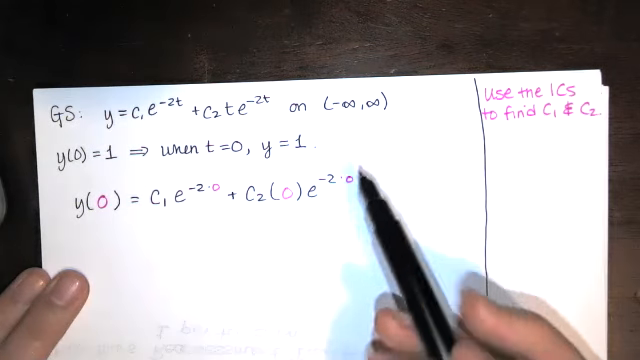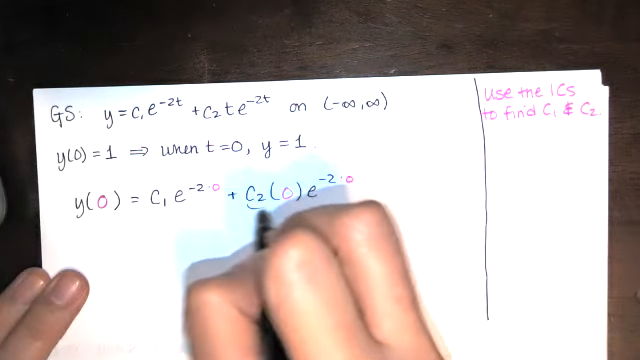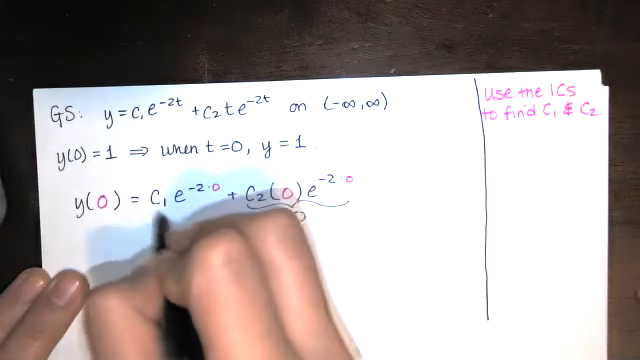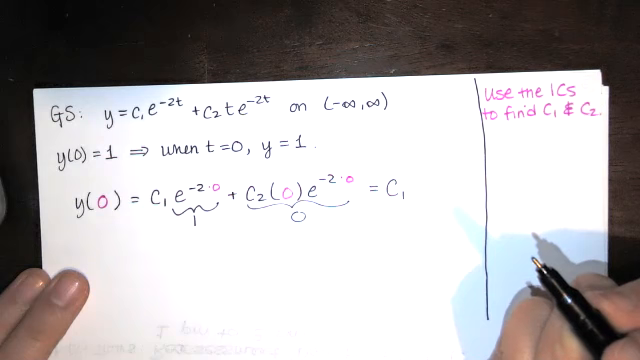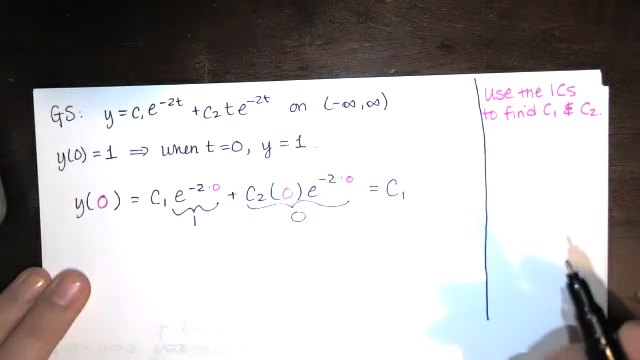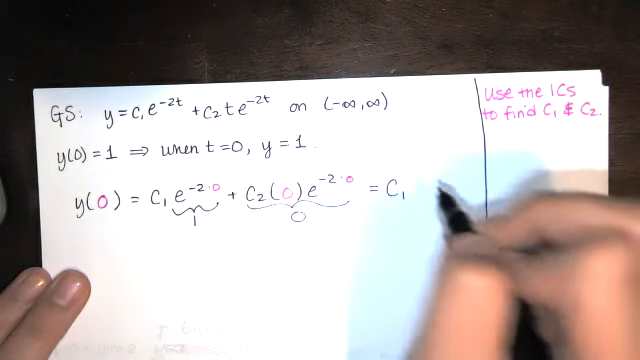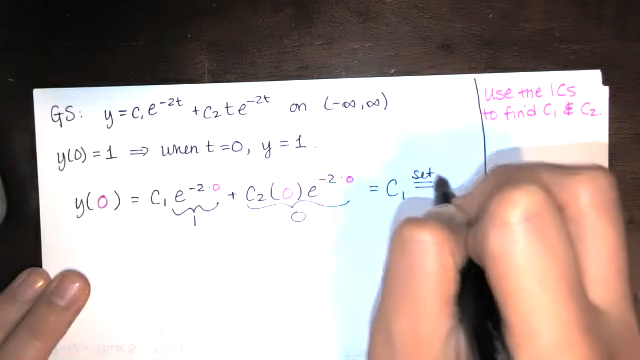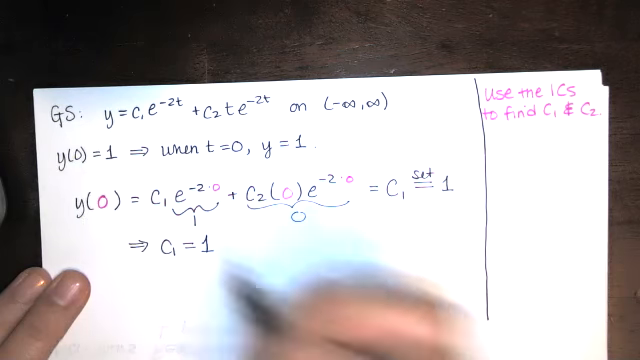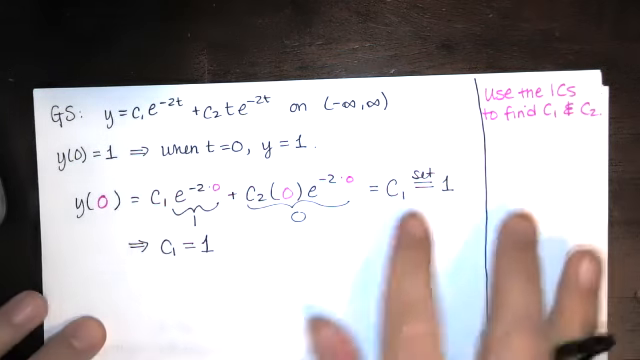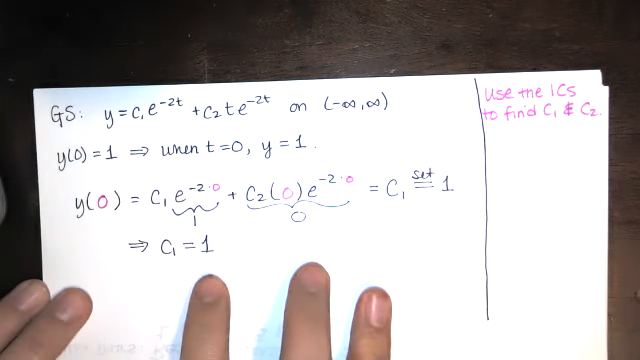e to the 0 is 1, and this is all 0 here. This is 1 here. And then we get c1 after simplification. So y of 0 simplifies to c1, and we're setting that equal to 1. So that means that c sub 1 is equal to 1. And we've got that so far.